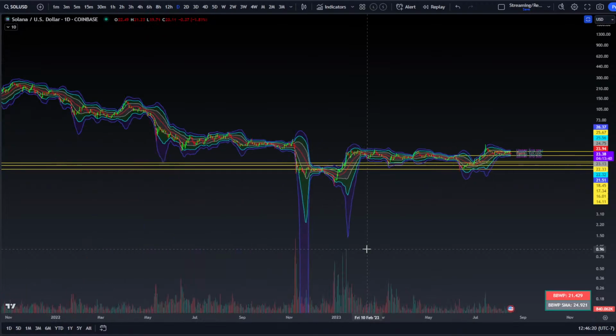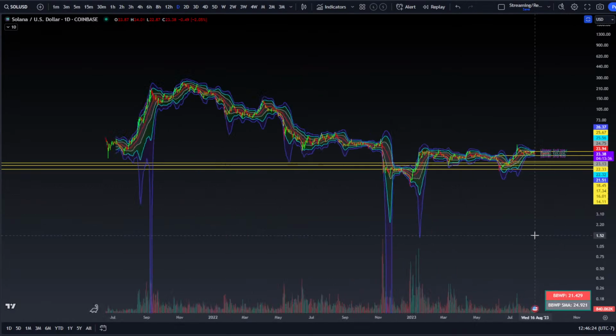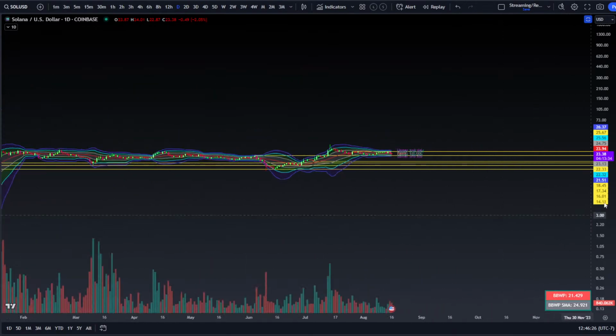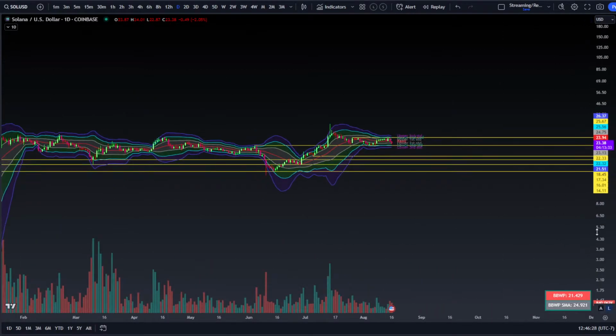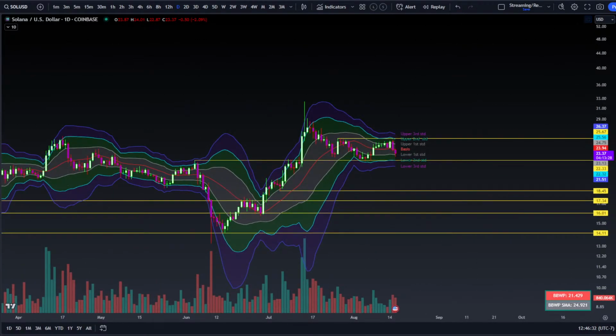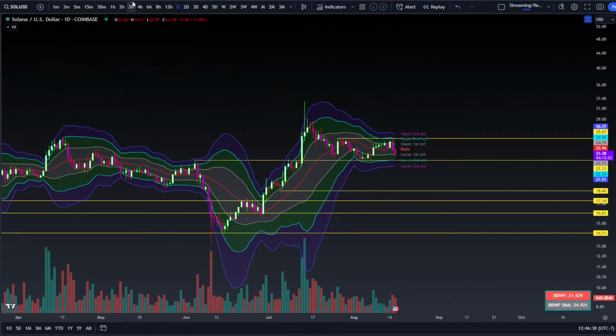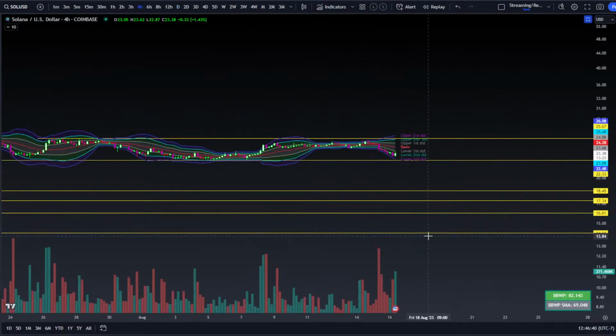I mean, volume's dying off. It's got a pretty good low set, but people got to be interested in Sol and the projects there, not just in the trade. And it seems as though people are just interested in the trade currently for Sol, which is volume dying off.